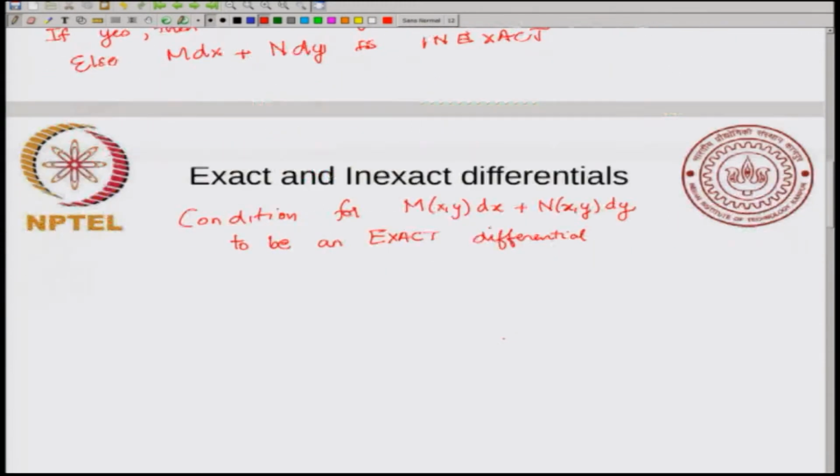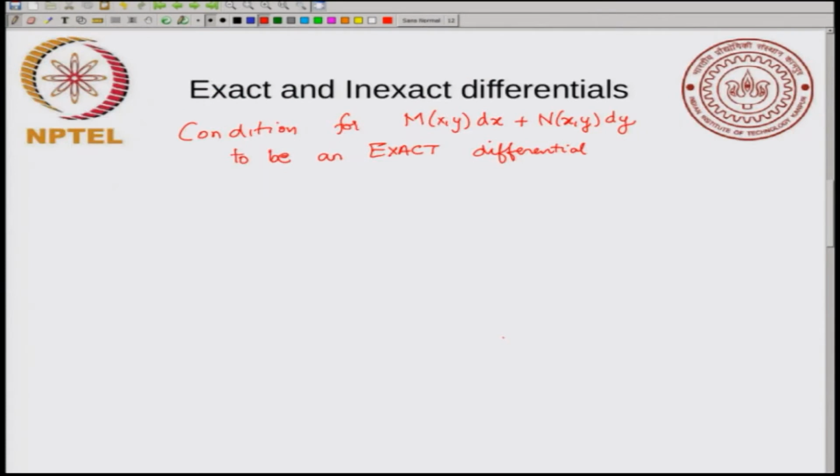So, what is the condition? And I will write the condition and then it will become clear why that is the condition. So, the condition is the partial derivative of M of x, y with respect to y. The partial derivative with respect to y means you keep x fixed. Okay. So, this should be equal to the partial derivative of N of x, y with respect to x.